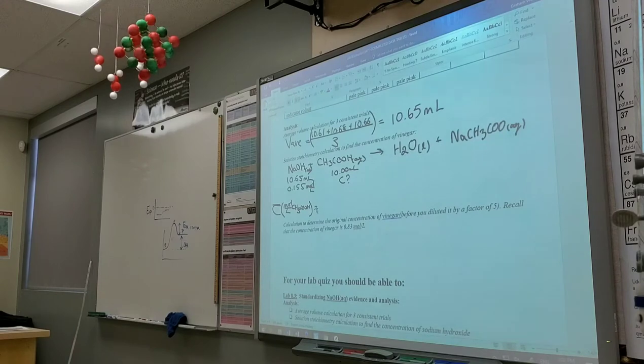Multiplying by the concentration of my sodium hydroxide, and then I need to multiply by the volume of my sodium hydroxide. And then I'm going to take that. Good. Yeah, that's awesome. So we diluted that by 5. So you take this number and multiply by 5.